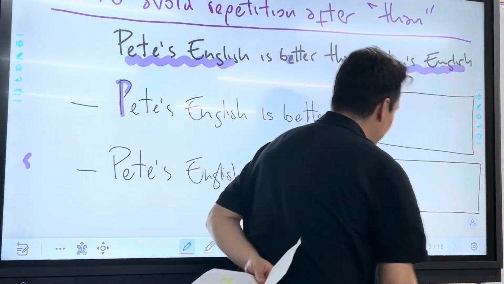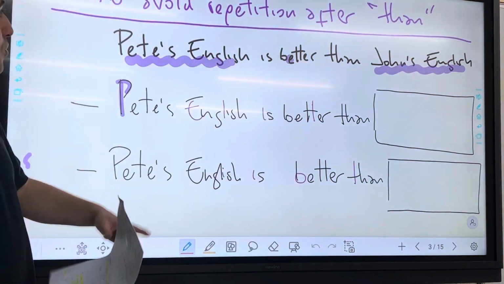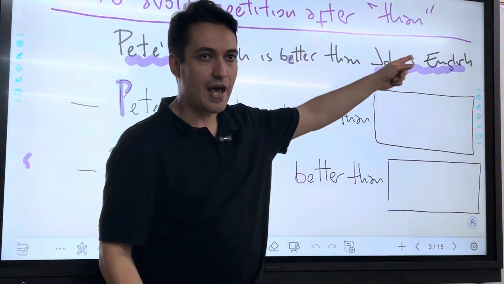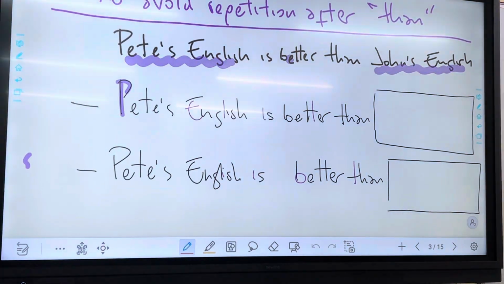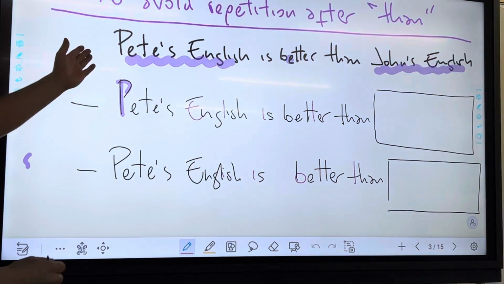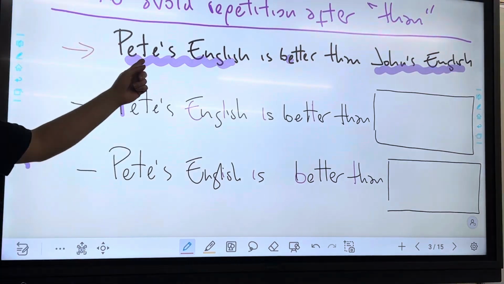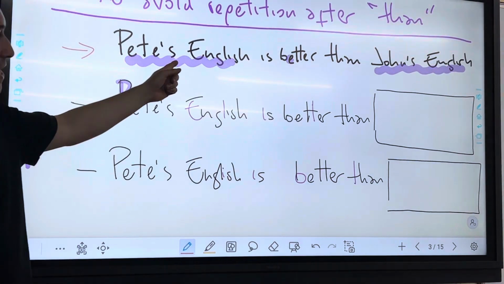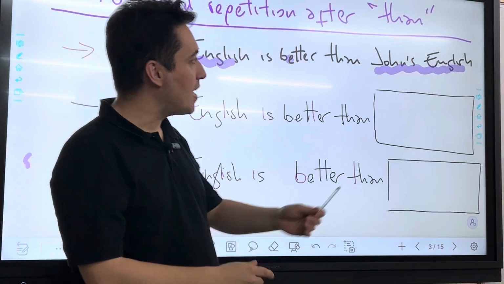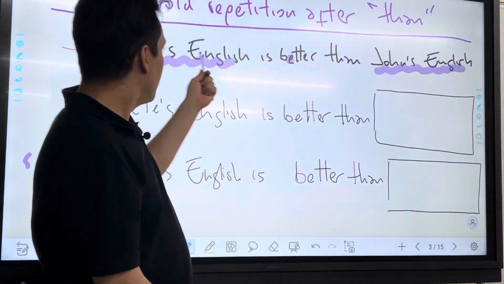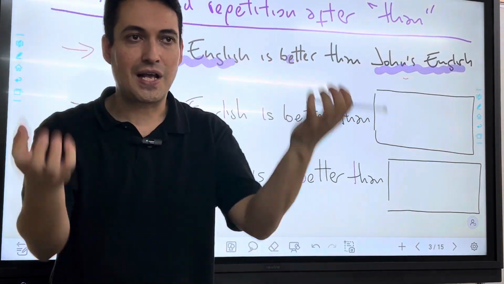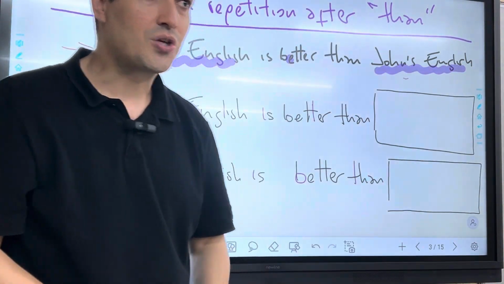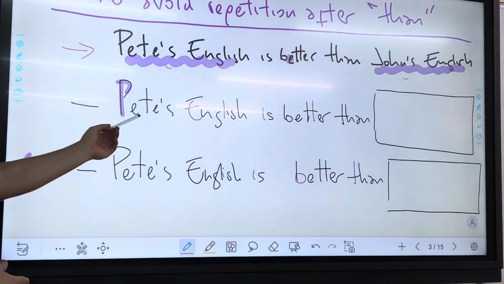Okay. Have a look at this. You can also avoid repetition after than. In your writings, whenever you do a writing exam, I don't want you to be repetitive. And this sentence here is repetitive. Peter's English is better than John's English. Peter's English, John's English is very redundant. There is a lot of repetition there. So, in order to avoid repetition, what can you say?